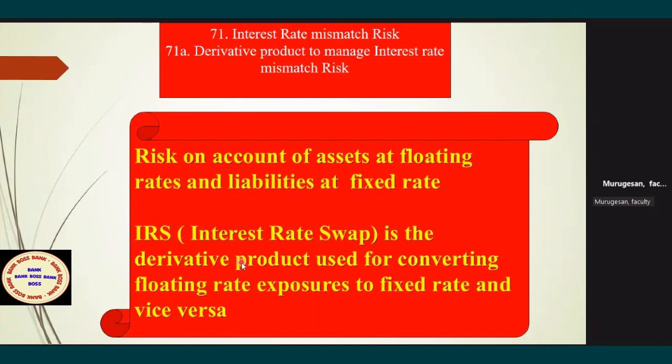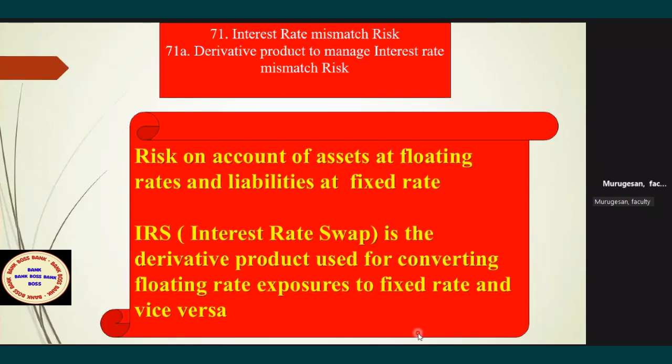They will ask, and you tell them the answer: it will help the corporate or the banker to manage exposures by converting floating rate to fixed rate. It may be a deposit, a liability, or an asset, no problem. The exposure includes everything. Exposures in floating rate to fixed rate, or fixed rate to floating rate, to avoid interest rate mismatch risk. This question they will ask, you remember.